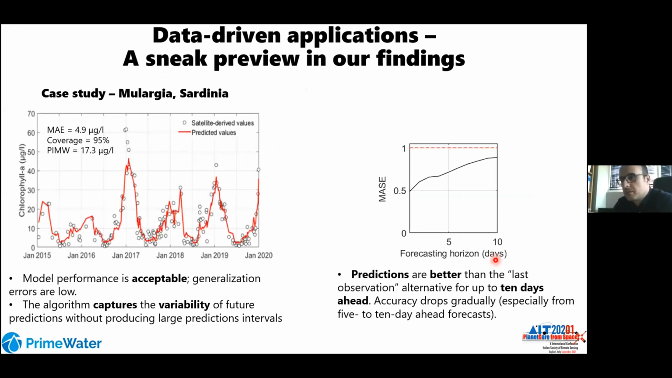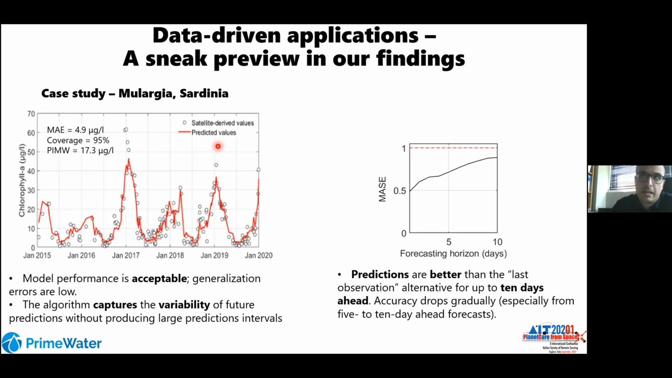So does this work? Which is actually the first question that we have to answer. The answer is yes, especially if we consider the graph on the left-hand side, and we compare the black circles with the red predictions. Errors are quite reasonable and acceptable. Naturally, there are some discrepancies, but overall, the algorithms developed appear to capture the variability of chlorophyll A variations, in this case study at least, without even producing large prediction intervals, without, let's put it in a few words, offering highly uncertain predictions.